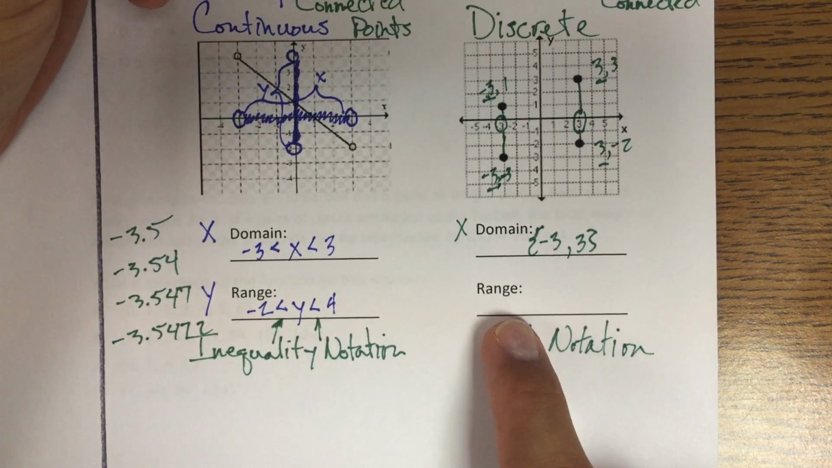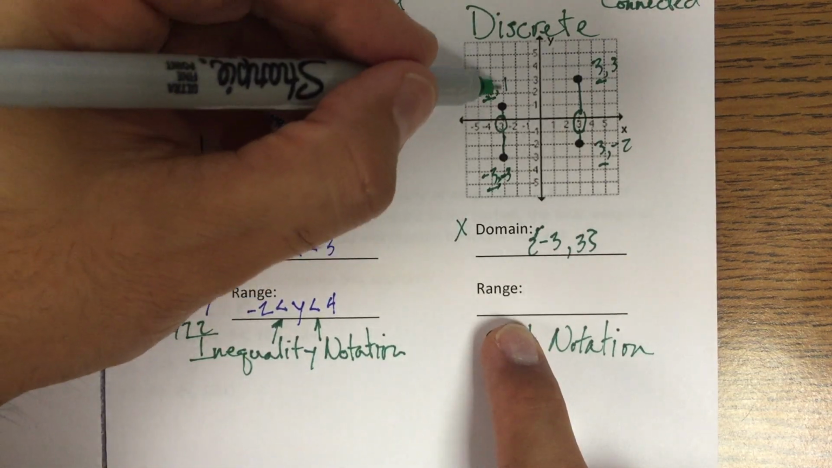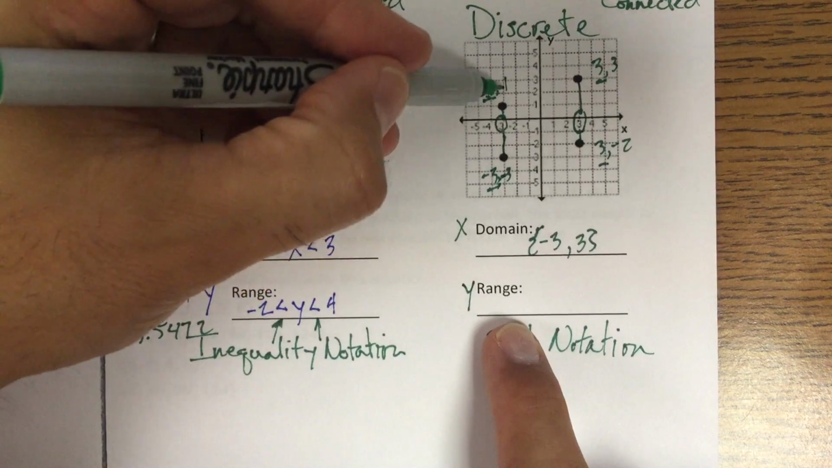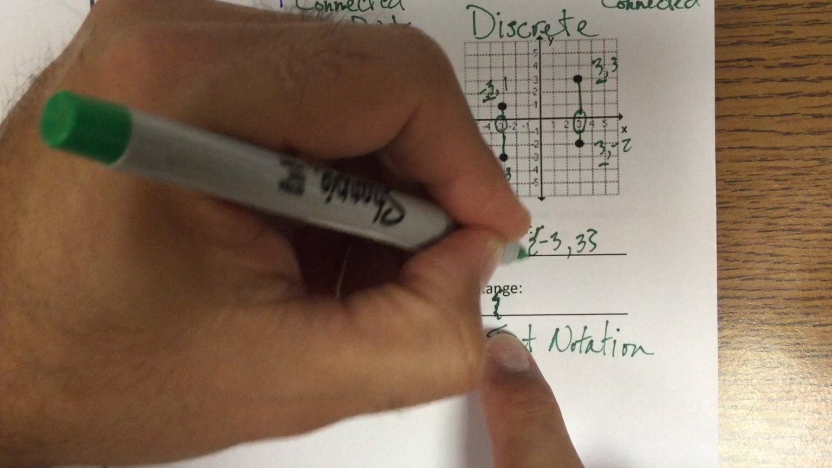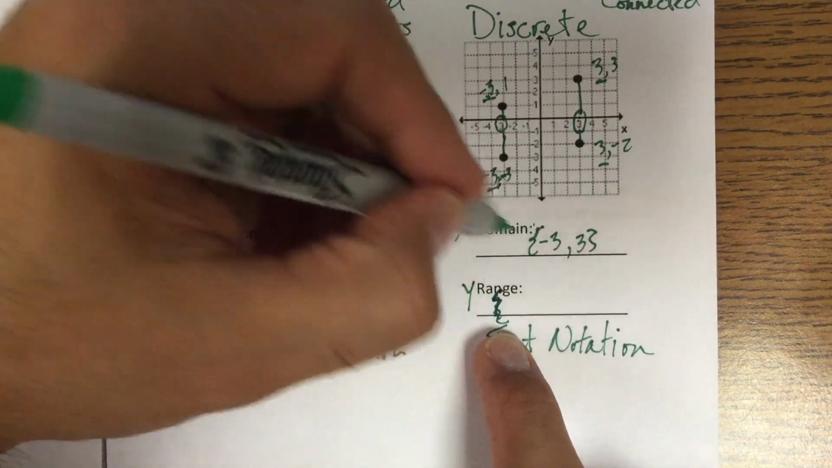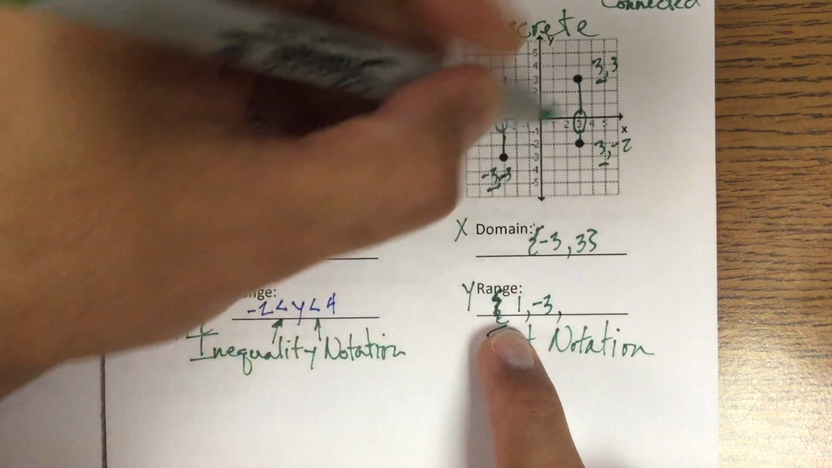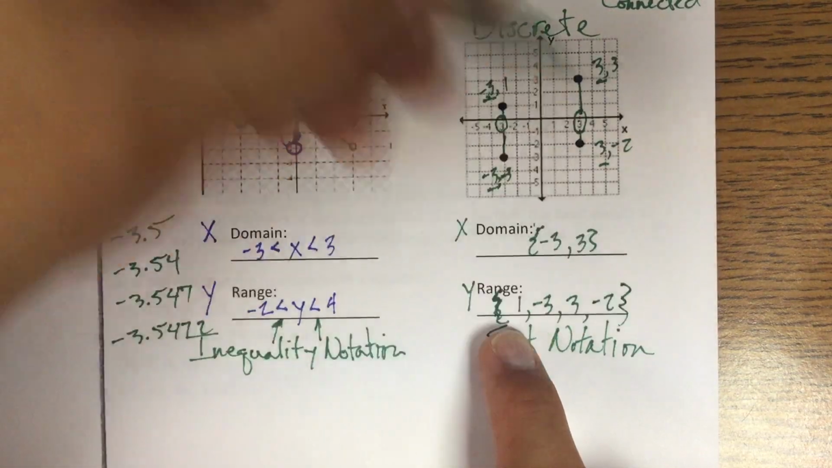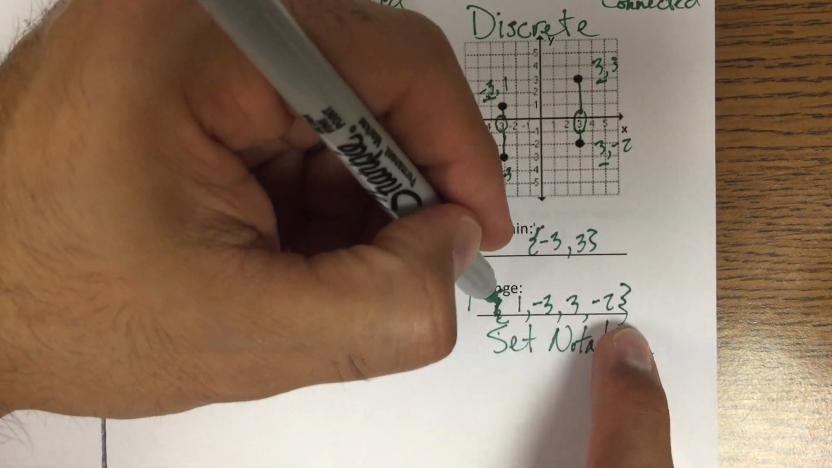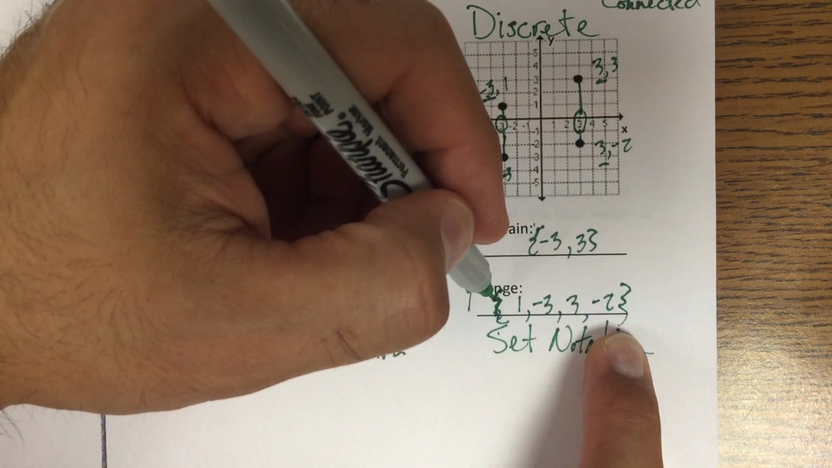Do you think you can do the range? All we're looking at is the actual y coordinates, the y values. The y values, the range, would be 1, and I've got to use a little squiggle. Sometimes I can't squiggle very well. If you just squiggle, that's okay. 1, here's another one, -3, here's another one, 3, and here's another one, -2. Then I close my squiggle. Set notation has to be in squiggles.